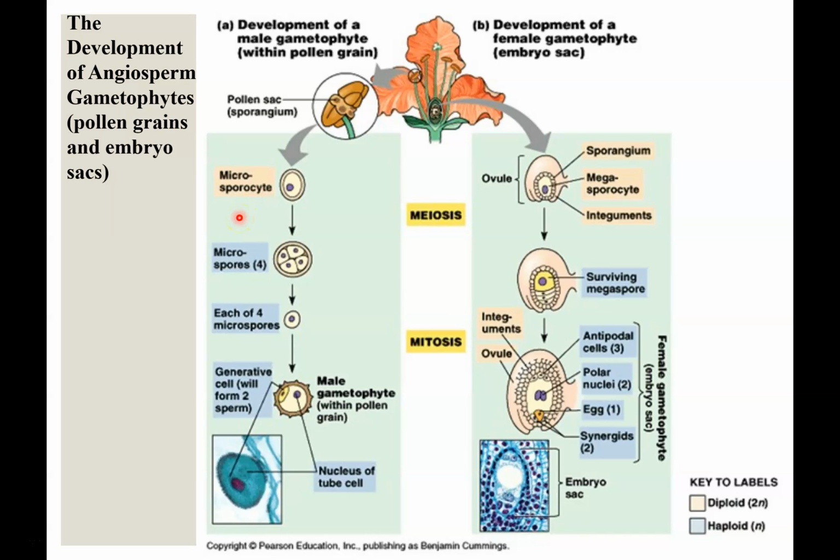Each microsporocyte divides by meiosis. So we have here divide by meiosis, producing 4 haploid microspores, each of which develops into a pollen grain. And then in here, a pollen grain becomes a mature male gametophyte when its generative nucleus divides and forms 2 sperm. This usually occurs after a pollen grain lands on the stigma of a carpel and the pollen tube begins to grow. So that only happens there.